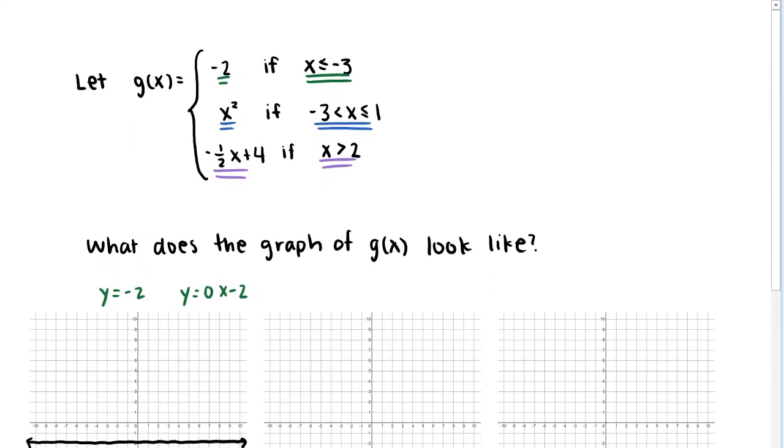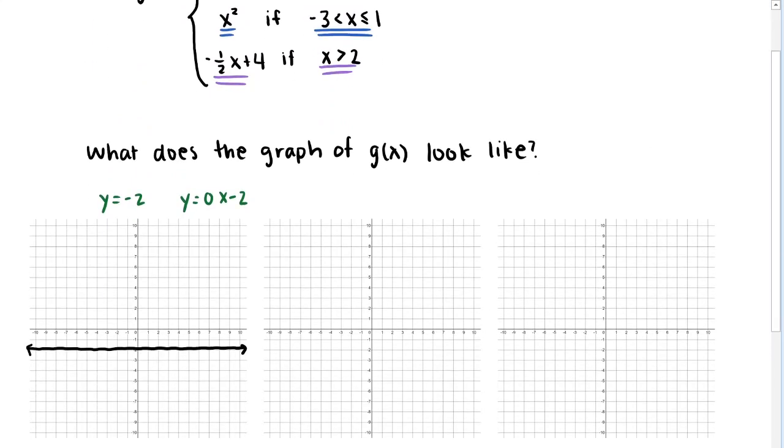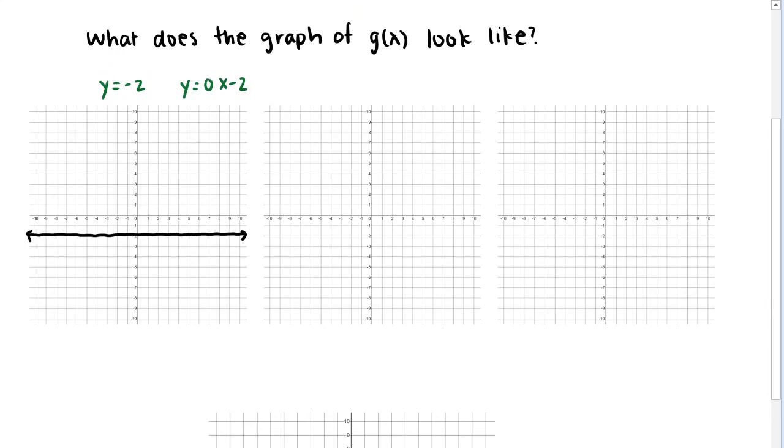And so here we're only going to consider this graph for values of x less than or equal to negative 3. And so here's the point on the graph with an x value of negative 3. And we're considering that point, and then all the points with lower x values, right? So smaller x values, and so that's to the left. That's the left side of this graph.